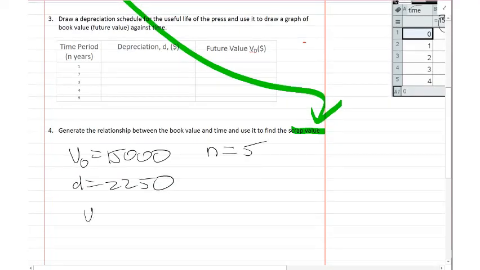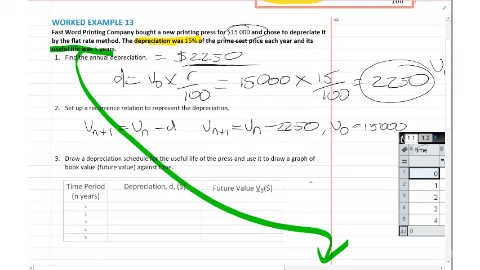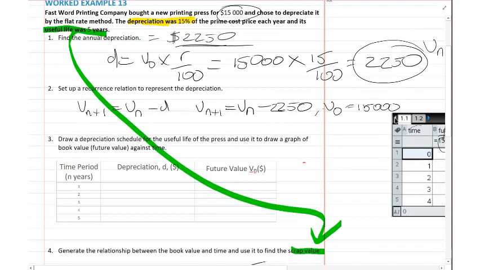We're going to have Vn equals 15,000 minus 2250n. Okay. We know that from back up here. We know that from this one up here. But now we've added the D part.